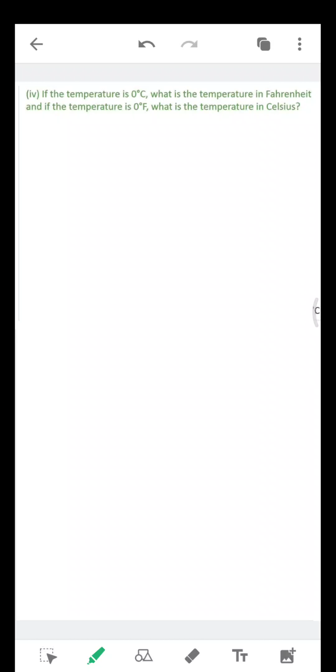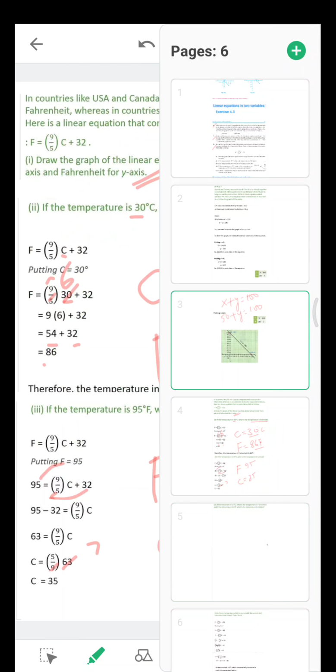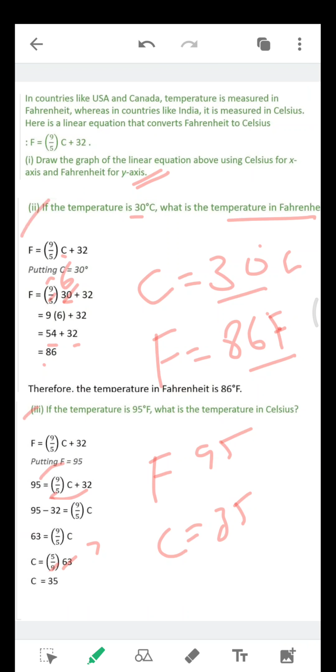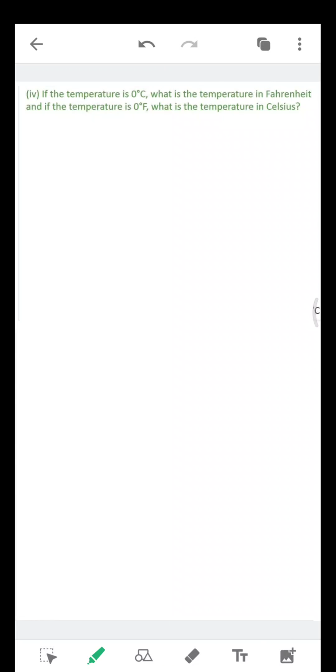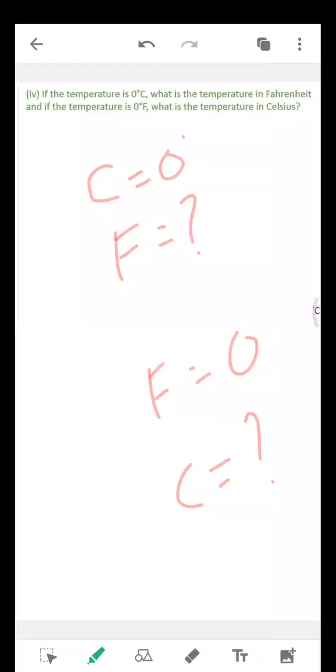Okay, let's proceed with the fourth bit. We have seen the second bit, we have seen the third bit. For the first bit, we can draw the graph by taking these solutions, by taking this one and this one, or you can draw the graph by taking the next one also. So we need any two solutions for drawing the graph. Now the fourth bit: if the temperature is 0 degrees, what is the temperature in Fahrenheit? So the question is, if Celsius shows 0, what does Fahrenheit show? And if Fahrenheit shows 0, what does Celsius show?